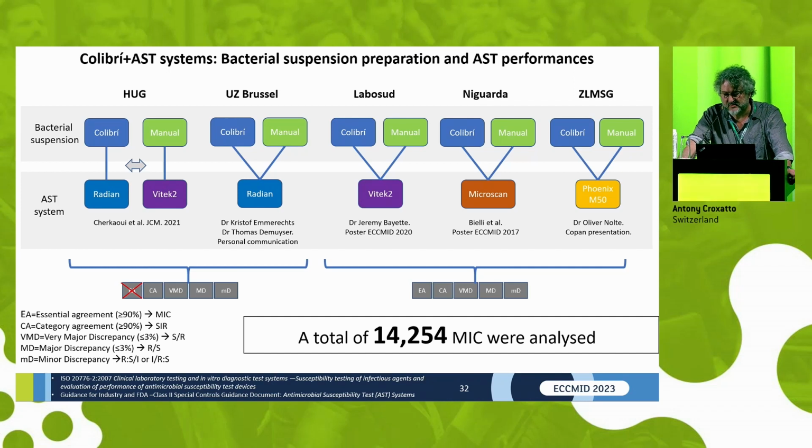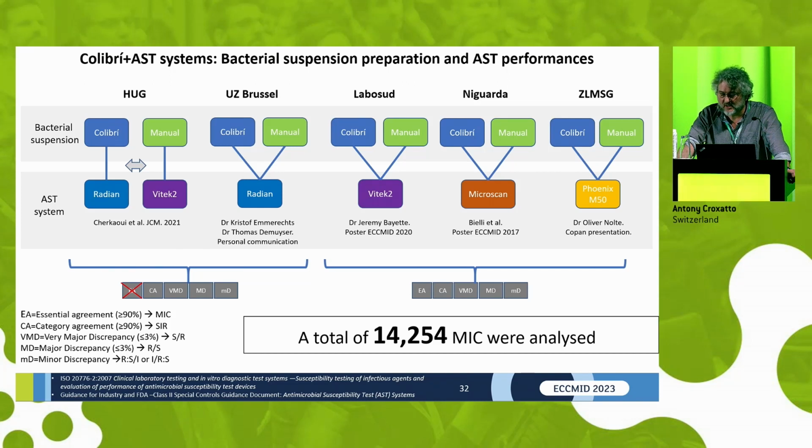What the different labs did as an evaluation was quite different from each other. At least the University Hospital of Geneva did not do a direct comparison of Colibri and manual with an AST system. They compared Colibri plus Radiant to manual Vitek, whereas all the other labs compared Colibri and manual bacterial suspension preparation on different AST systems.